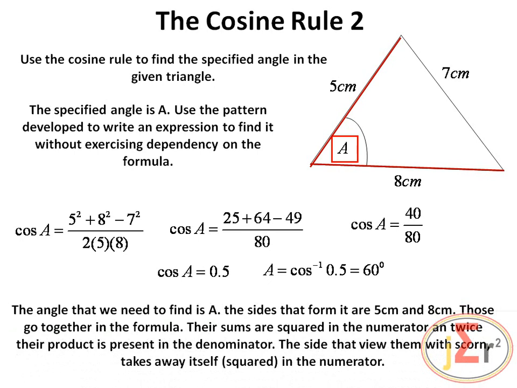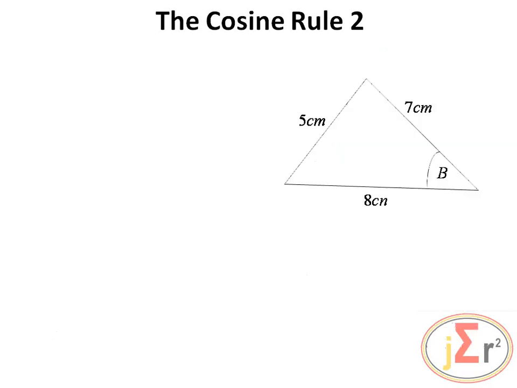The angle that we need to find is A. The sides that form that angle are 5 centimeters and 8 centimeters. Those go together in the formula. Their squares are added in the numerator and twice their product is present in the denominator. The side that is left out, that is the one that is subtracted, is squared and is in the numerator. So the one that is subtracted is the one that is not a part of the vertex.